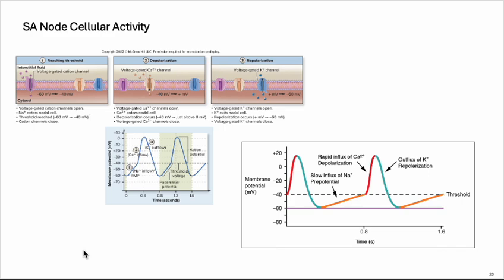The specific name that you give it doesn't matter a whole lot, so long as you know what the events are that are occurring here. So we'll call it pre-potential, we'll call it pacemaker potential. What's happening is you're starting off at that baseline.